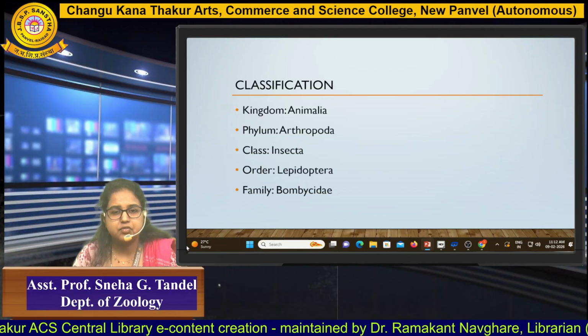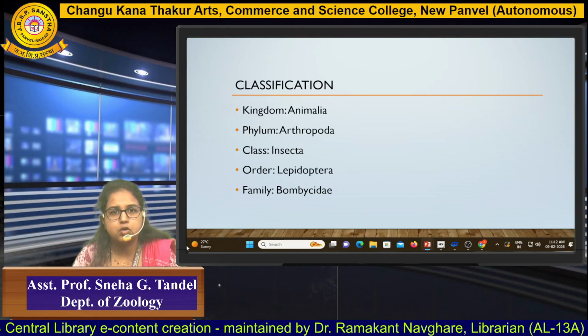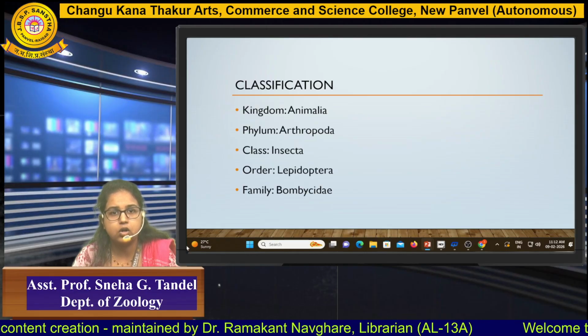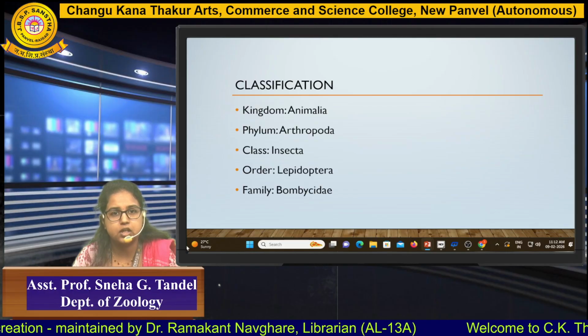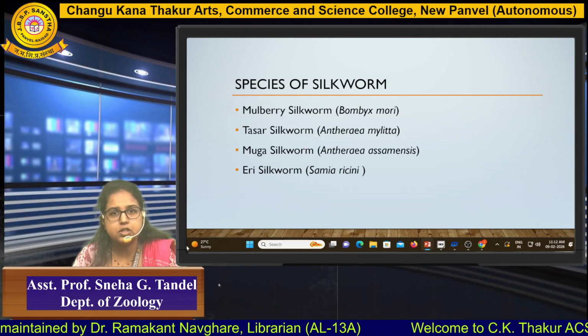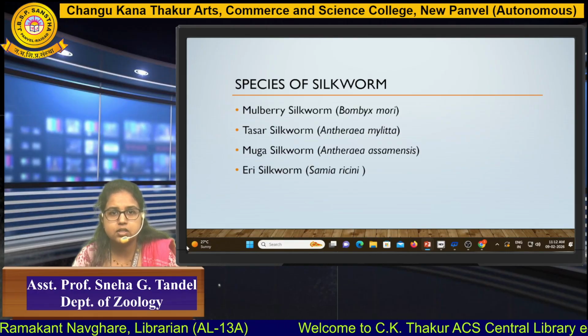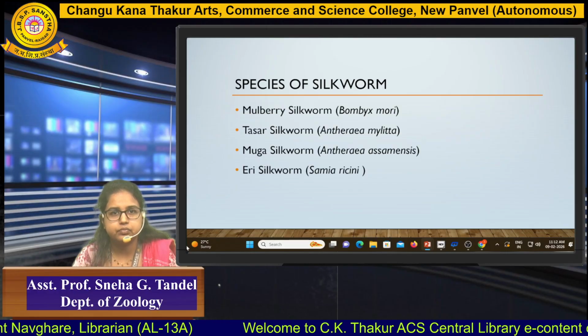Now we'll see the classification of silk moth. Silk moths belong to kingdom Animalia, phylum Arthropoda, class Insecta, order Lepidoptera, and family Bombycidae. Now we will see the four species of silkworm: mulberry silkworm, tassar silkworm, muga silkworm, and Eri silkworm.